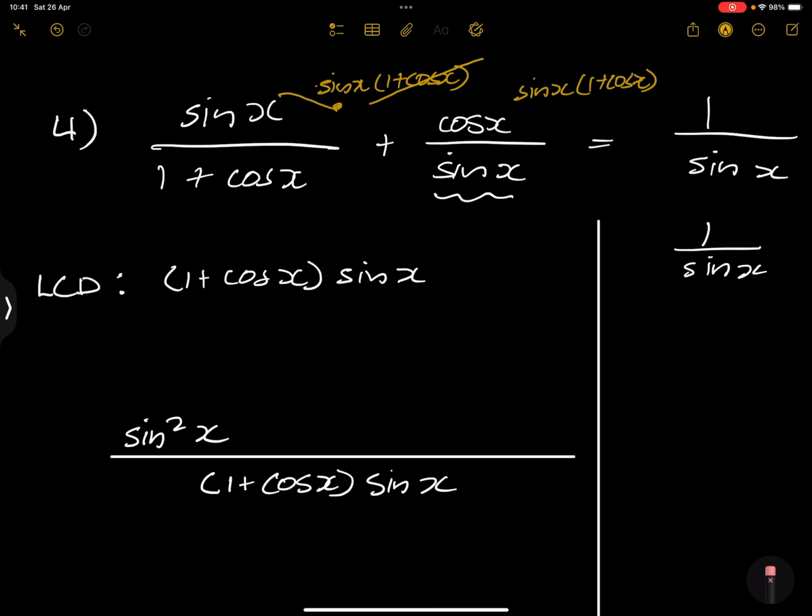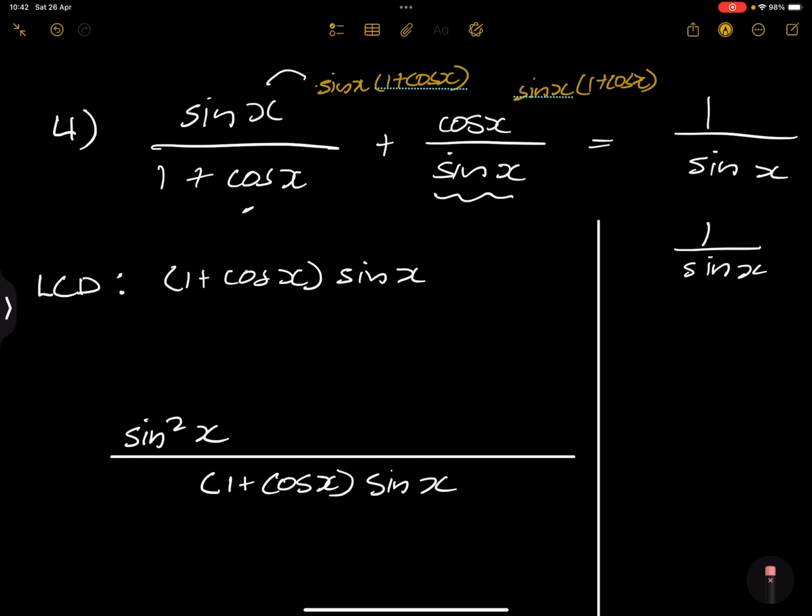I'll say this again. You multiply your LCD to the fraction. And what did we do? We've got this guy, similar to that guy, and we can cancel them out. And so whatever is left, we multiply with each other. So sine x times sine x, I've got sine squared of x. I hope that's clear, ladies and gents.